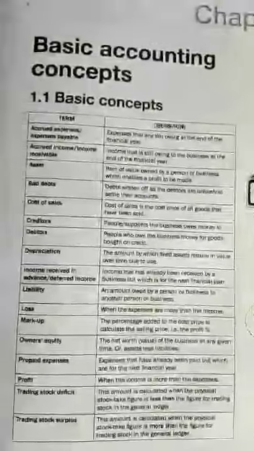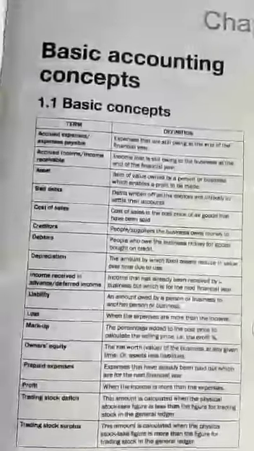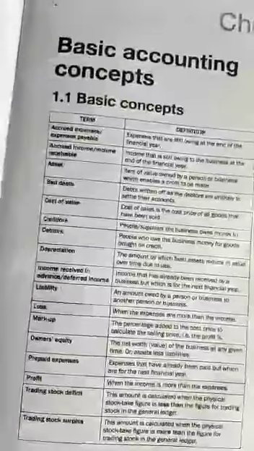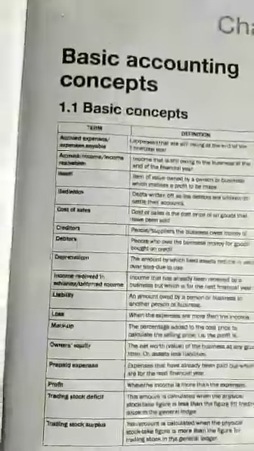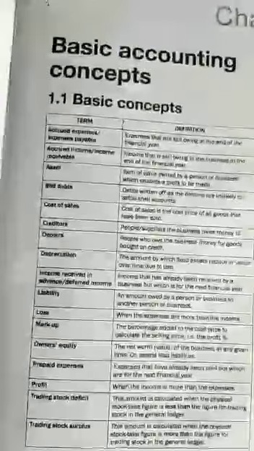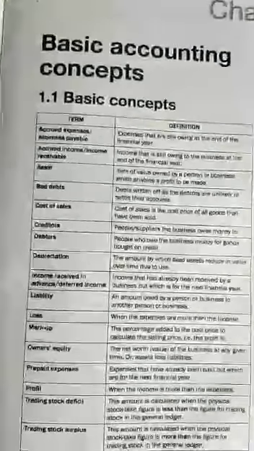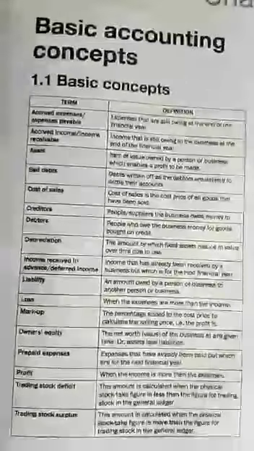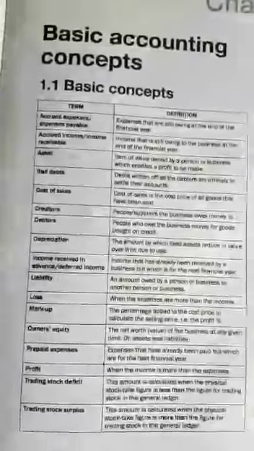Then you have prepaid expenses. What are prepaid expenses? Expenses that have already been paid, but which are for the next financial year. Let's say a business has the expense of renting an apartment, and we have paid for that apartment in advance, for the next financial year. Those are prepaid expenses.